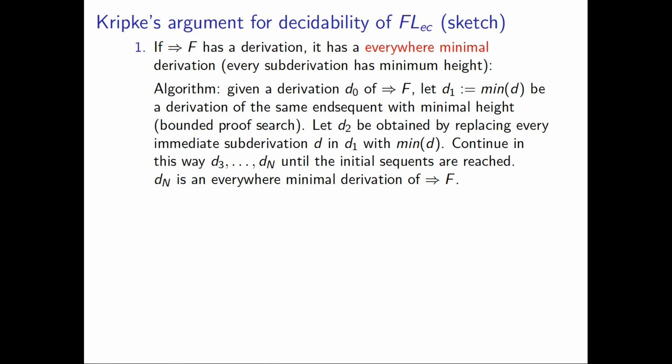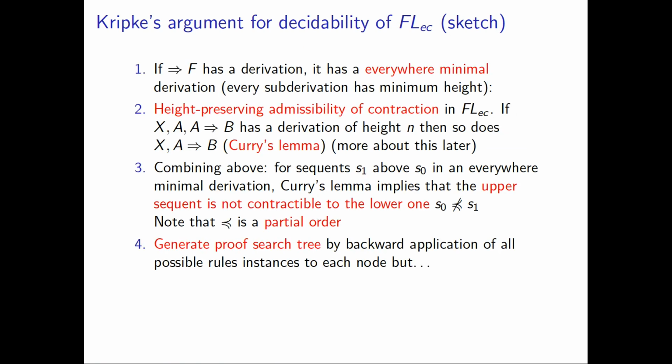If it has a derivation, first of all, then it has an everywhere minimal derivation. Everywhere minimal derivation means that every subderivation has minimum height. There's an algorithm for computing the everywhere minimal derivation from a derivation, but I won't go into that. The second point is that FLEC has height-preserving admissibility of contraction. That means that if you give me the premise of the contraction rule, which has been written here, then the conclusion can be obtained by proof transformation without increasing the height of the derivation.